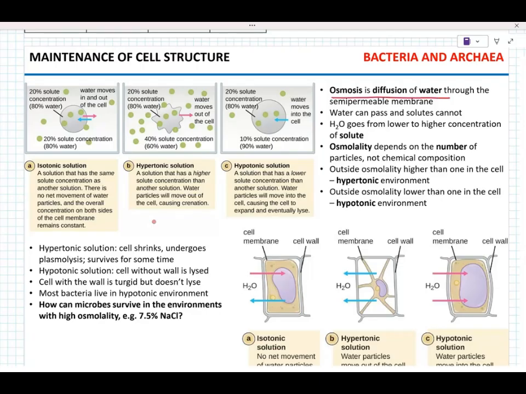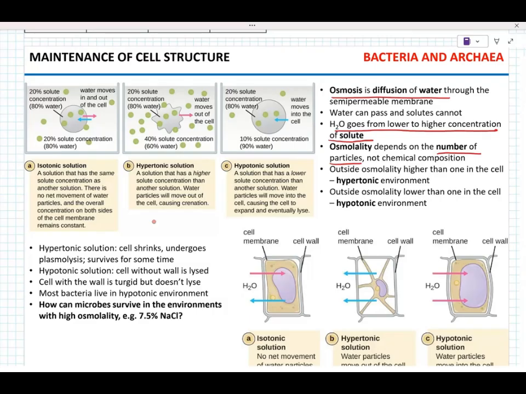Osmosis is a diffusion of water towards the higher solute concentrations. Notice that we're not talking about the concentration of any specific solute. We're talking about the total concentration of everything, which is called osmolality, which depends on the number of solute particles, but not the exact chemical nature.